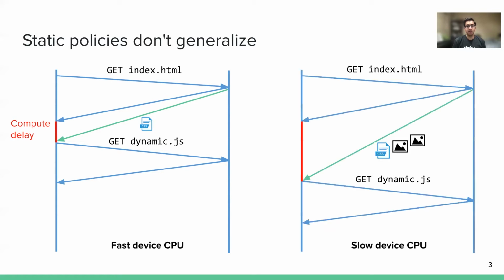On the other hand, a slower device might spend more time parsing and executing before it discovers the dynamic JavaScript, which means the server can afford to push more resources in that gap. This means that policy efficacy is critically dependent on the specific conditions of the page load.